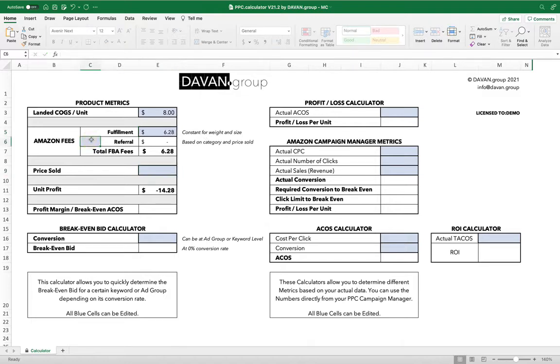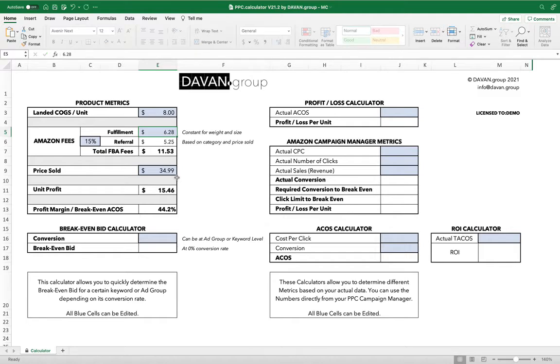Next, we'll put in the referral fee. This is a certain percentage of your sales price. It's based on the category that you're selling in. I believe for most categories, this is 15%, but just double check what your referral fee is for your particular category. The next thing is the price that you are selling at. Let's say you're selling at $34.99 for this particular product.